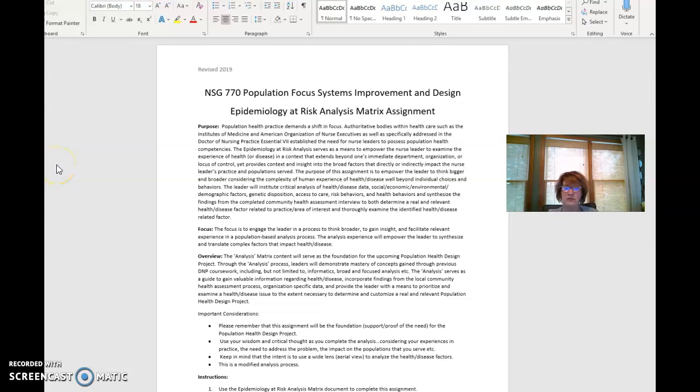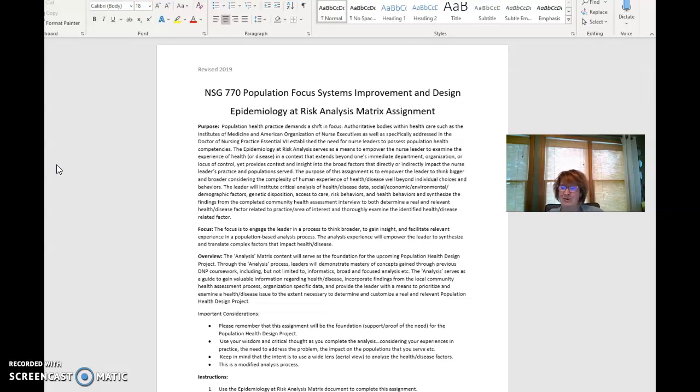This is a quick overview of your epidemiology risk analysis matrix assignment. So I do want to be very upfront. Please do use the matrix form to complete your assignment. This is not a paper. This is a document that you'll be putting the pieces together to do your analysis.